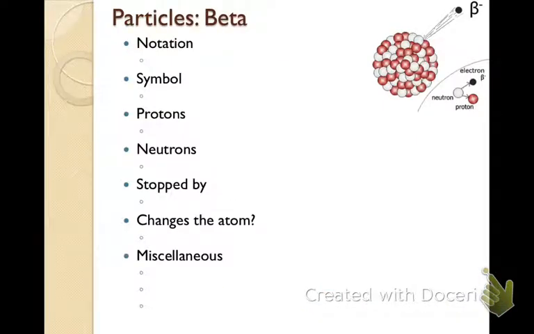Next, let's talk about beta particles. So beta particles have the notation 0, negative 1, E. Its symbol can be the beta minus, sometimes you might see the E, but we'll just stick to beta minus, and the number of protons. So let's look at the symbol itself. If we look at the bottom of the notation, it's negative 1.